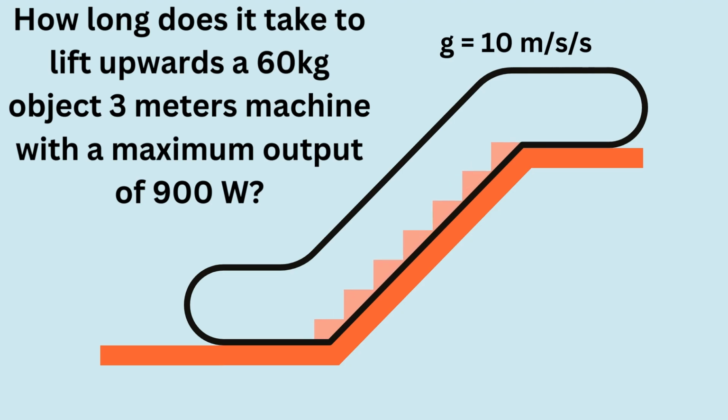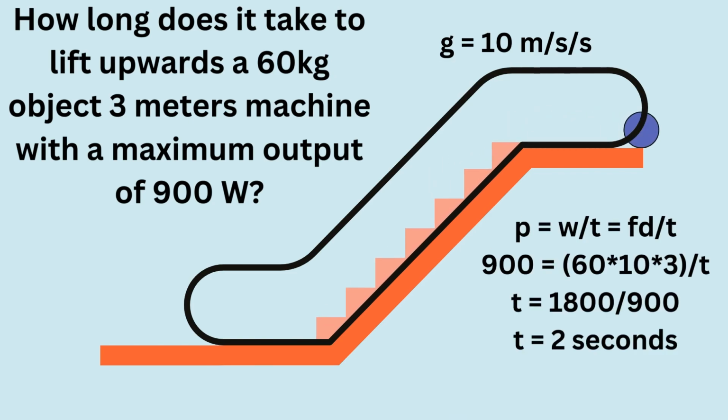How long does it take a machine with a maximum output of 900 watts to lift upwards a 60 kilograms object 3 meters? Solving for time, we get 60 times 10 times 3 divided by 900. This equals 2 seconds.